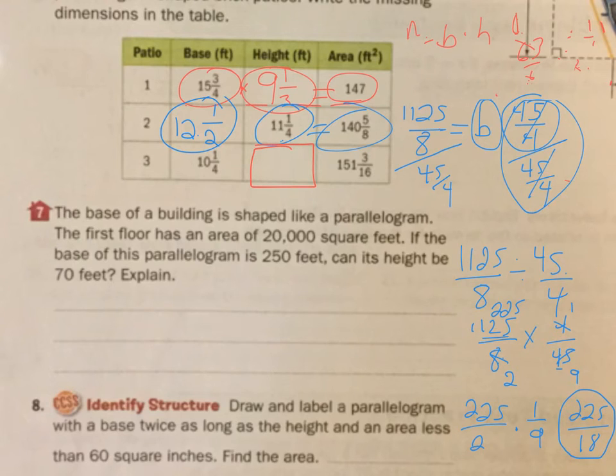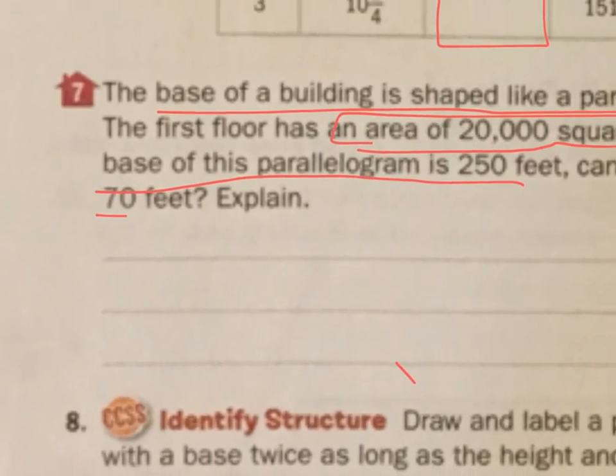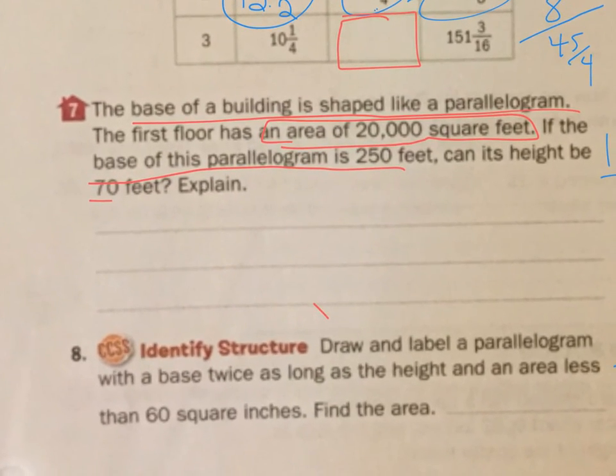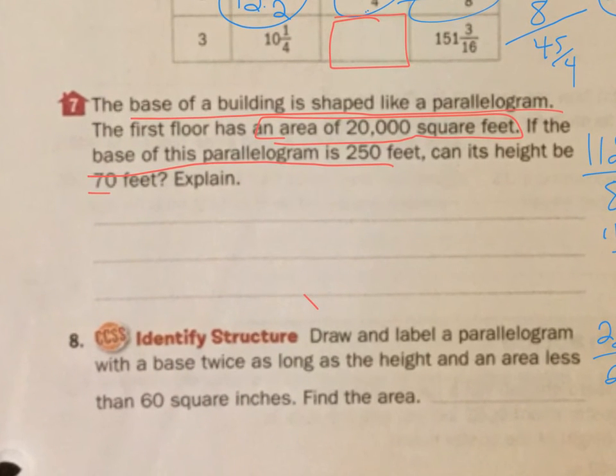All right, number 7. The base of a building is shaped like a parallelogram. The first floor has an area. Well, it's giving me the area of 20,000 square feet. If the base of this parallelogram is 250, can its height be 70 feet? Okay. So here's what I want to do. Make this bigger. Come over here, and then we have to explain why it is or why it is not.